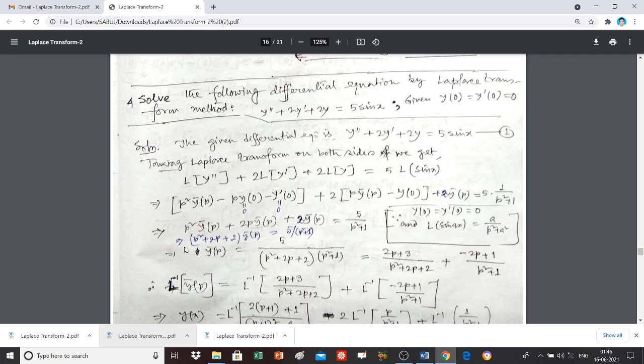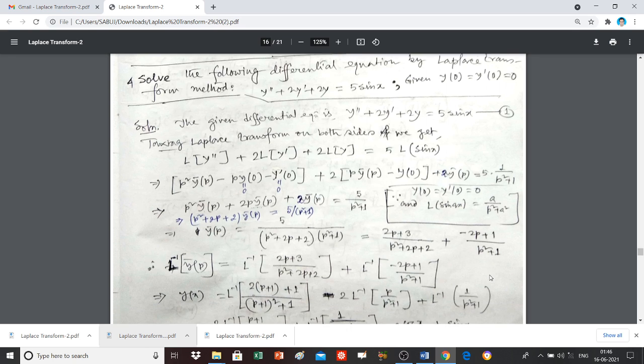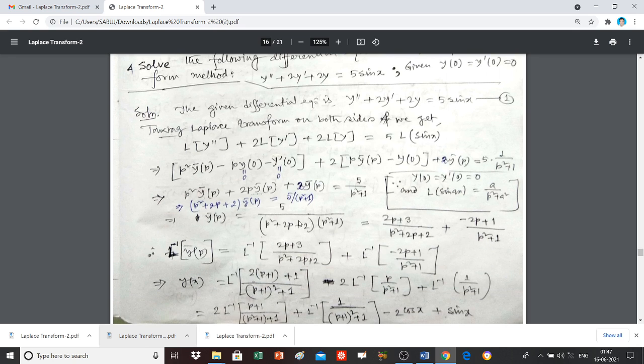Okay, and from here, taking yp as constant, p square is a common term, so (p square + 2p + 2) yp is equal to 5 by (p square + 1), or yp is equal to 5 by (p square + 2p + 2)(p square + 1). That can also be written as (2p + 3) by (p square + 2p + 2) plus (-2p + 1) by (p square + 1). Just simplify this, and that will provide you with this result.